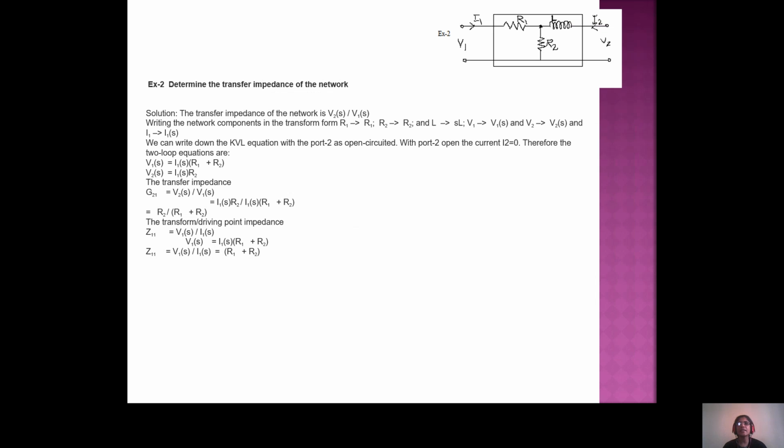Next, determine the transfer impedance. They ask only for the transfer impedance. Here there is a resistor and inductor, and two resistors and inductors.